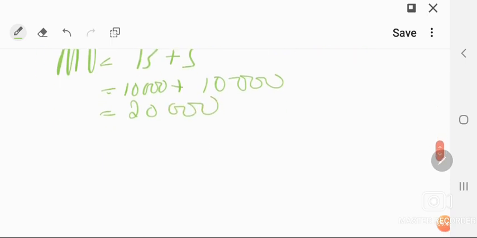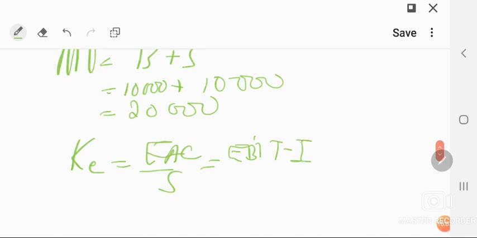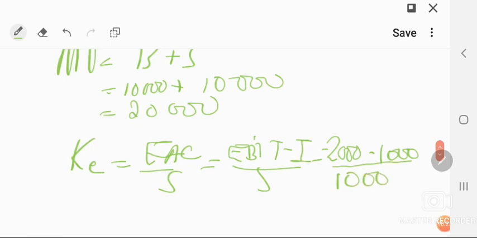What about for KE, the cost of equity? The formula still remains the same: EAC over S, where EAC is just EBIT minus I over S, where EBIT is 2,000 minus I. I is the interest. Remember, the debt has now changed. This time around, the 5% is being charged on the 10,000, because we always charge it on the value of debt.